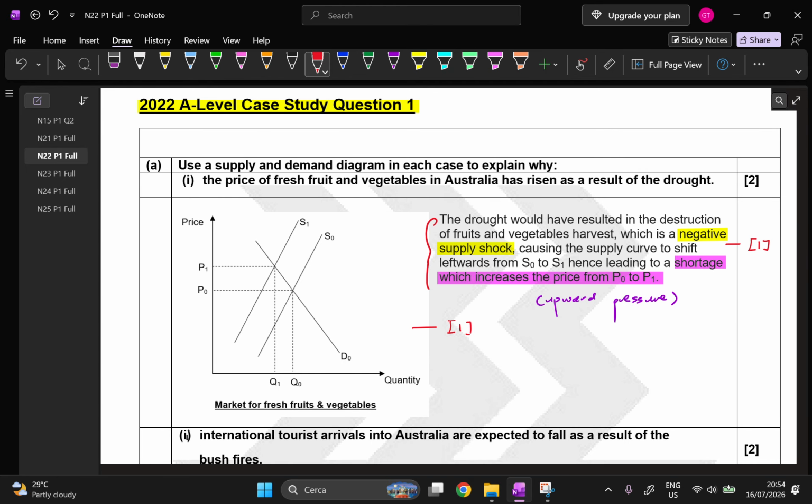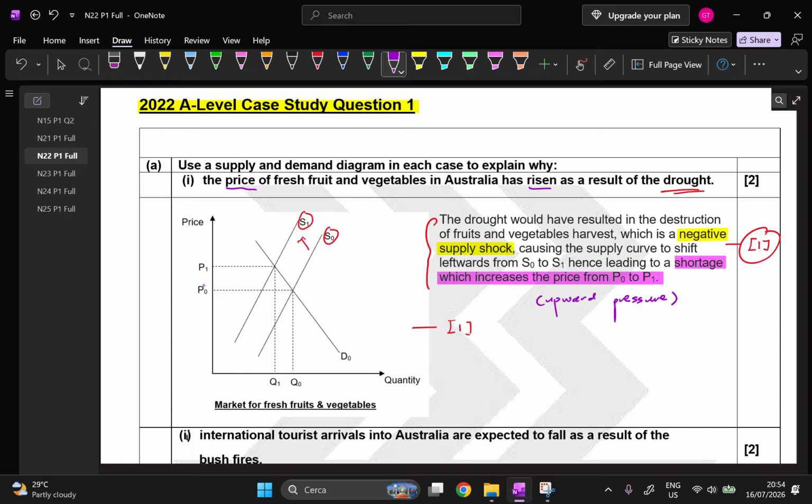You have to get everything in this paragraph to get your 1 mark, else you do not get your 1 mark. So when you are doing demand supply, you need to identify your demand or supply factor. In this case, if I want to say that supply decreases from S0 to S1, I have to have a supply factor. So in this case, a drought is obviously my negative supply shock. That's my supply factor. And then I have to link it to price.